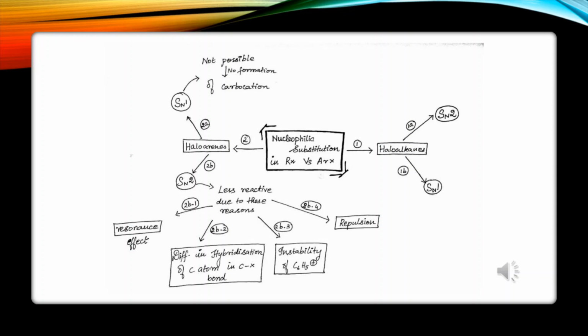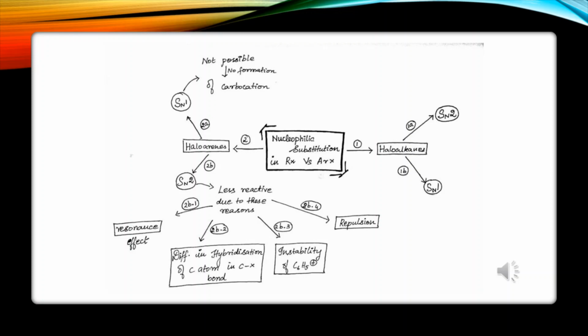In haloalkanes, there are two types of nucleophilic substitution reaction, SN1 and SN2. In haloarenes, there are also SN1 and SN2, but here SN1 is not possible because there is no formation of carbocation. SN2 is possible, but they are less reactive due to the following reasons.